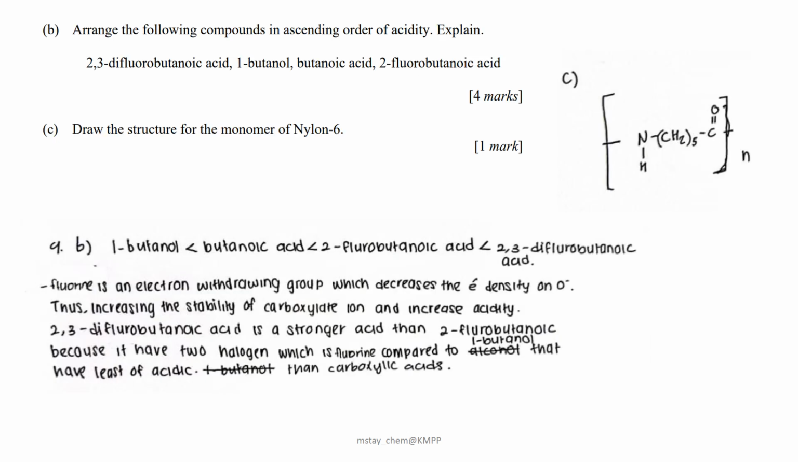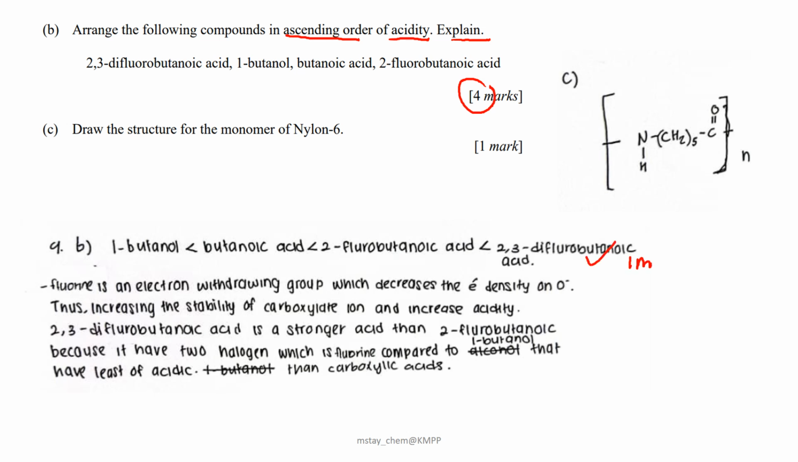Okay, I will start the video with question number 9b. Arrange the following compounds in ascending order of acidity, and then explain. The marks provided are 4 marks. When we look at the answer given here, butanol, butanoic acid, 2-fluorobutanoic acid, and 2,3-difluorobutanoic acid, the arrangement is correct, so you will get 1 mark.